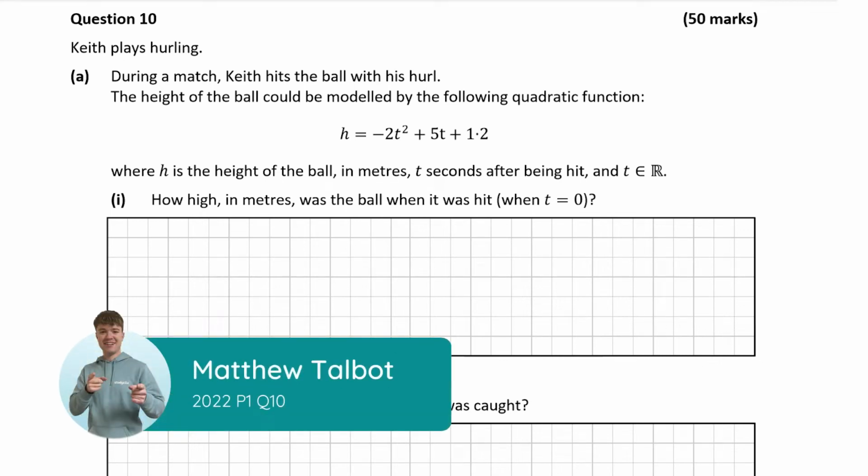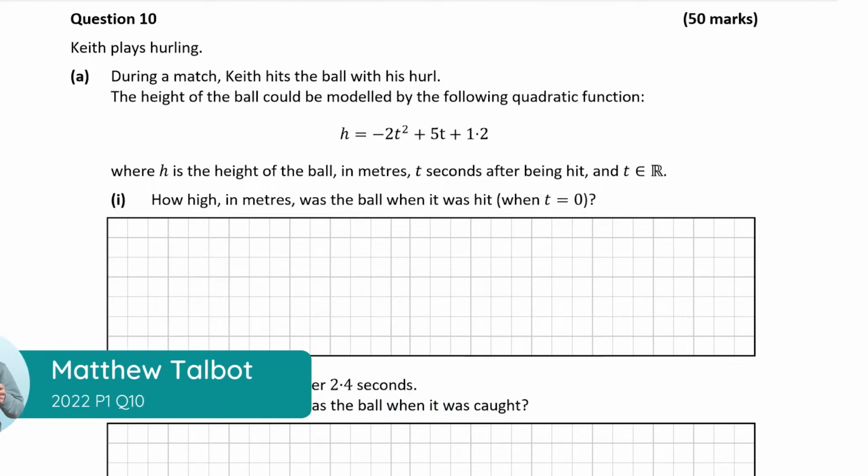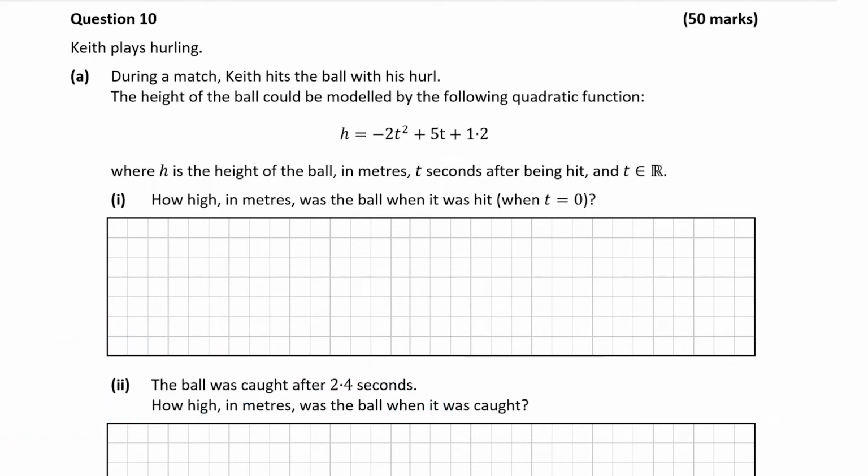It's Matthew and we're looking at question 10, which is worth 50 marks. We're told that Keith plays hurling and he hits the ball with his hurl. The height of the ball is modelled by this quadratic function here. And then we're asked in question A part 1 to work out how high the ball was when it was hit. So the moment the ball is hit, that's when t is equal to 0. And t is the seconds after the ball was hit. So of course, when the ball is hit, no seconds have passed, so therefore t is equal to 0.